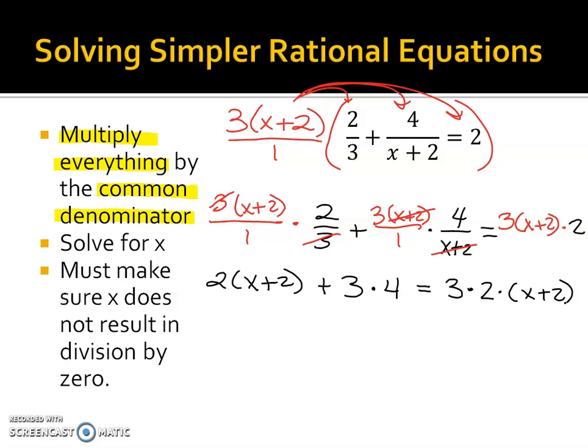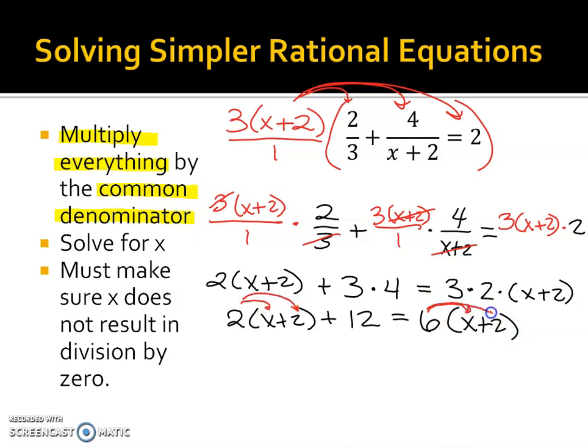So things that I need to do to simplify this. Well, 2 times x plus 2, yeah, I can distribute that. 3 times 4 is 12. 3 times 2 is 6, so it's really a 6 times x plus 2. Again, you might think that step's redundant. You can do that step quicker if you want to, but we need to distribute to get rid of those parentheses.